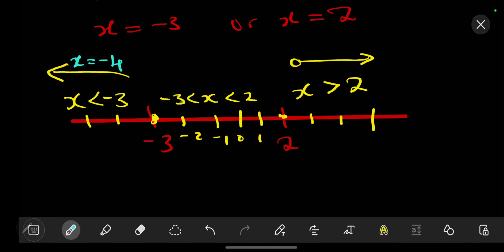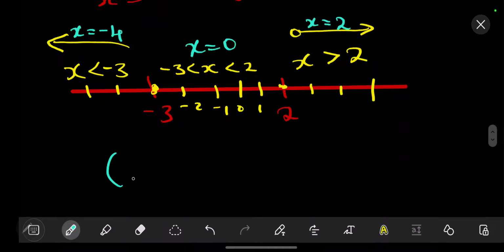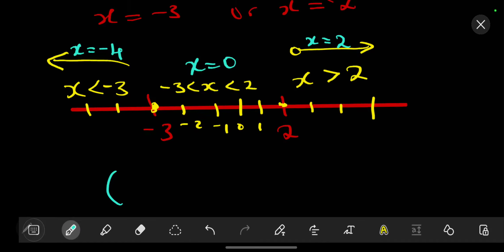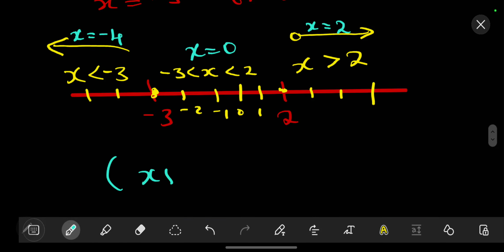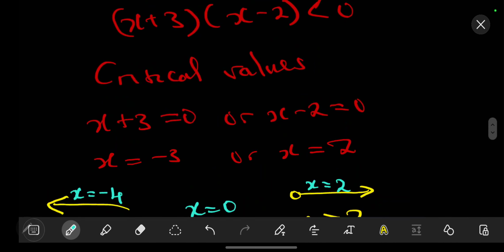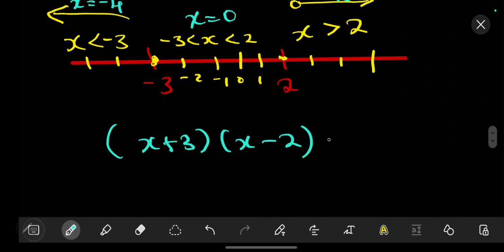At the middle, if x is in between -3 and 2, you can use -2, you can use -1, you can use 0. So here we can say that x is equal to 0. We can just pick any. Then the last number, if x is greater than 2, it could be equal to 3. Then what we are going to do is open our brackets. We have our equation, which we factorize to be (x + 3)(x - 2) less than 0, like that.